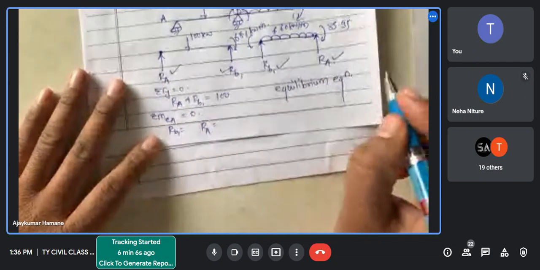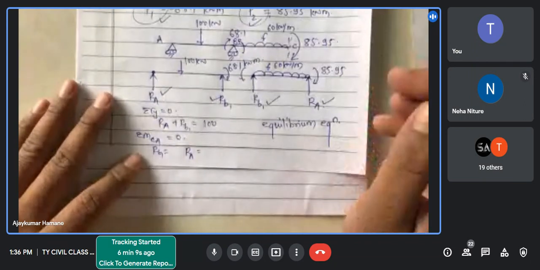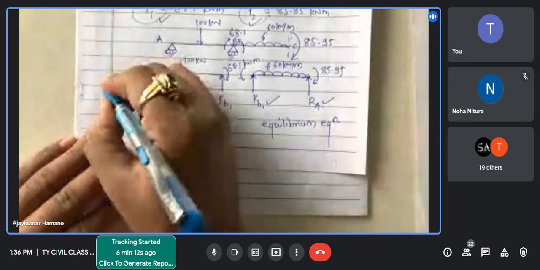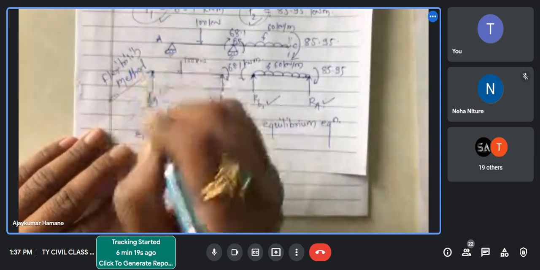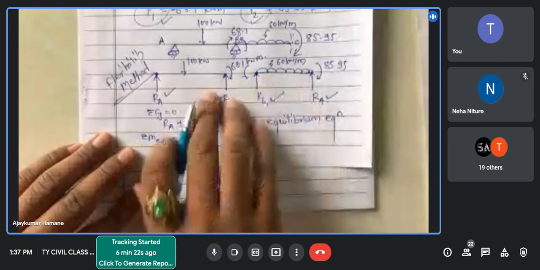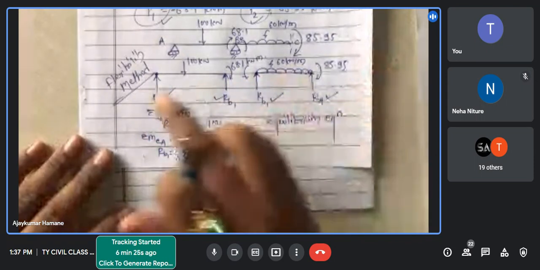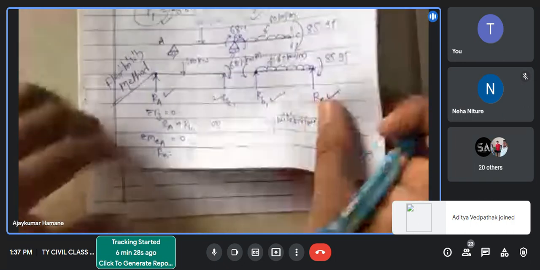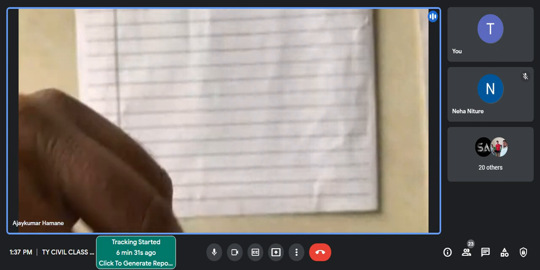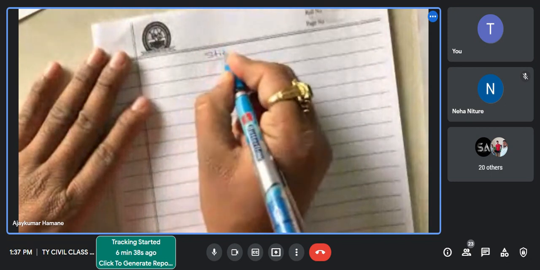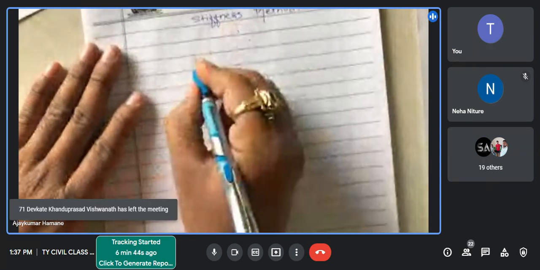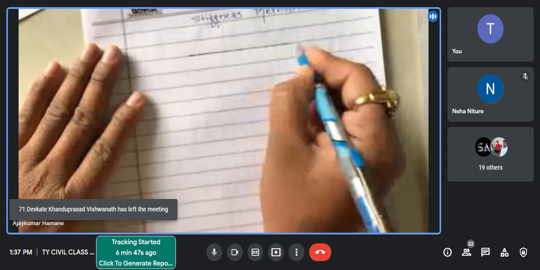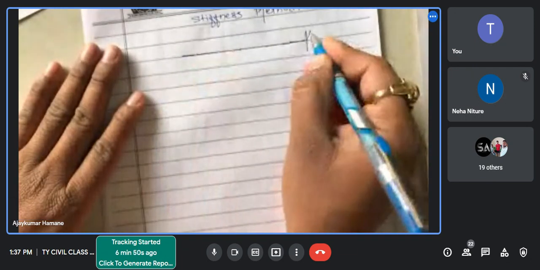Okay, students. By using the equilibrium equation you can find out. So this is about the flexibility method. Correct. So we have done the analysis of this indeterminate structure by using the flexibility method. Now we'll see the next part, the stiffness method. Same numerical we will take because we have the values.